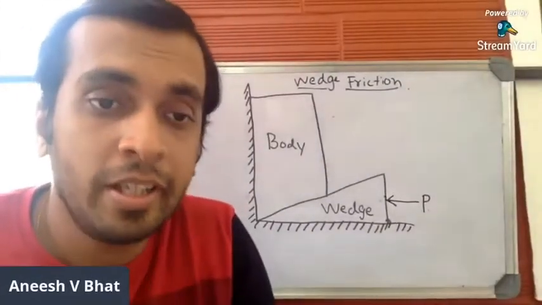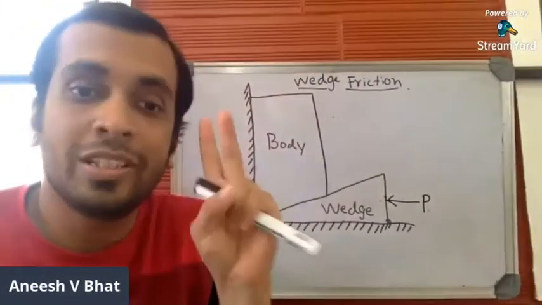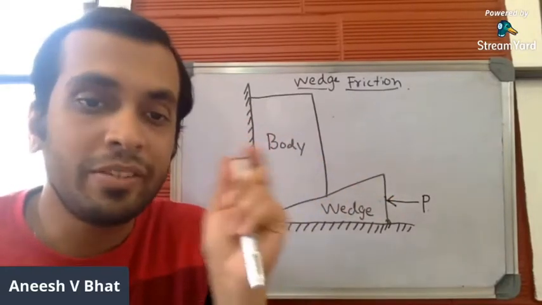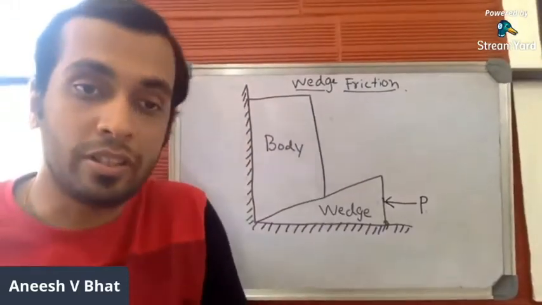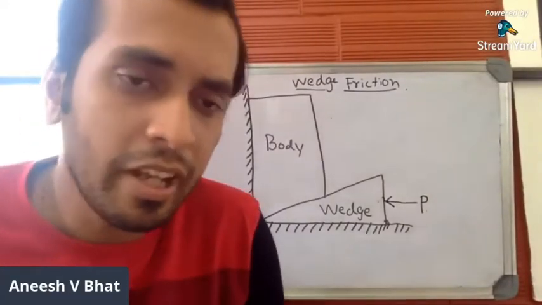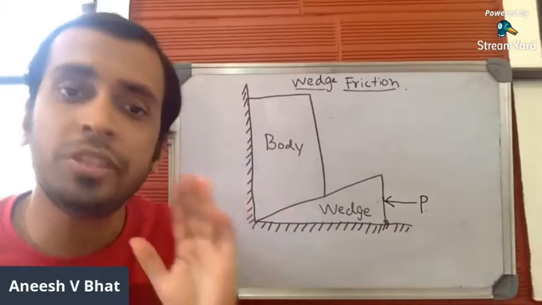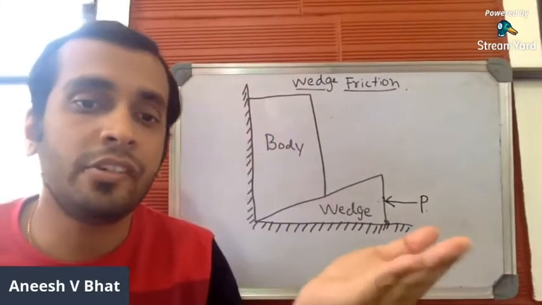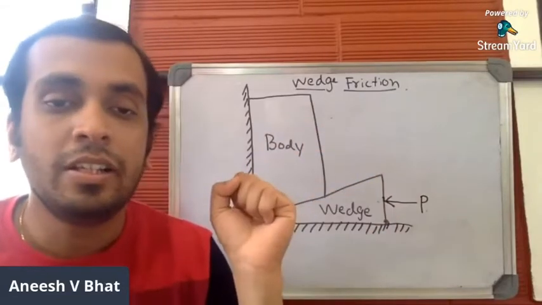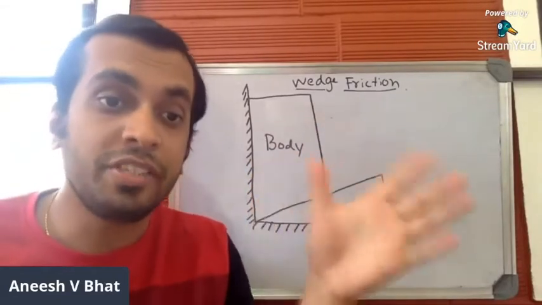Hello everybody. Today we'll be going through the second type of friction, which is wedge friction. In the previous video, we went through the first type of numericals, which comes under normal friction. Here we'll be going through wedge friction. You still have ladder friction and rope and pulley friction, which we'll deal with later. So we'll start the concept of wedge friction today.